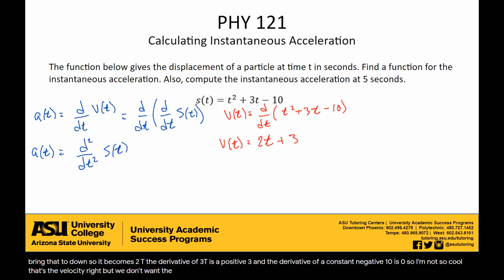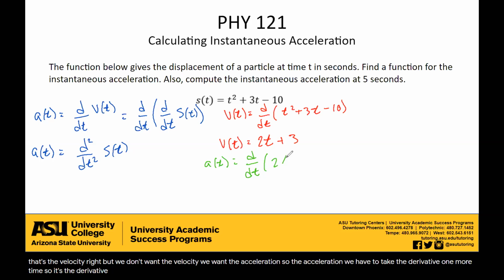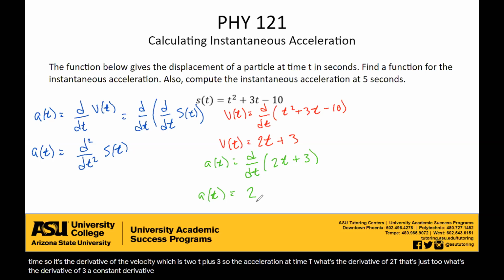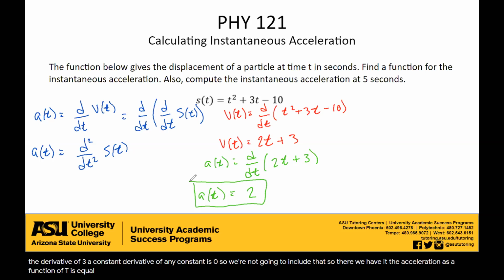But we don't want the velocity. We want the acceleration. So the acceleration, we have to take the derivative one more time. So it's the derivative of the velocity, which is 2t plus 3. So the acceleration at time t, what's the derivative of 2t? That's just 2. What's the derivative of 3? A constant. Derivative of any constant is 0. So we're not going to include that. So there we have it. The acceleration as a function of t is equal to 2. So in other words, our acceleration is a constant.